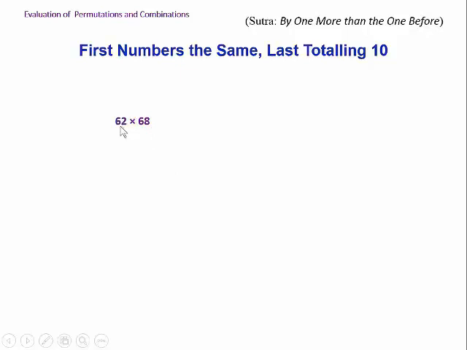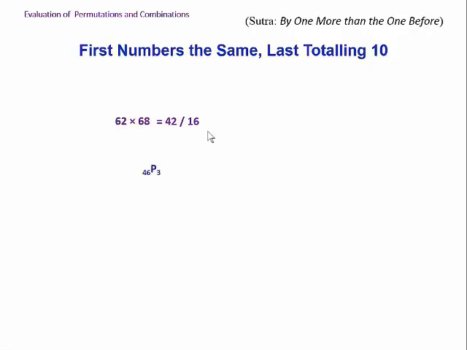And we apply the sutra "by one more than the one before", which means we multiply the initial 6 by the number 1 more. So 6 times 7, which is 42. And then we multiply the last by the last. 2 times 8 is 16. And we get the answer very easily. So we're making use of this technique as well.